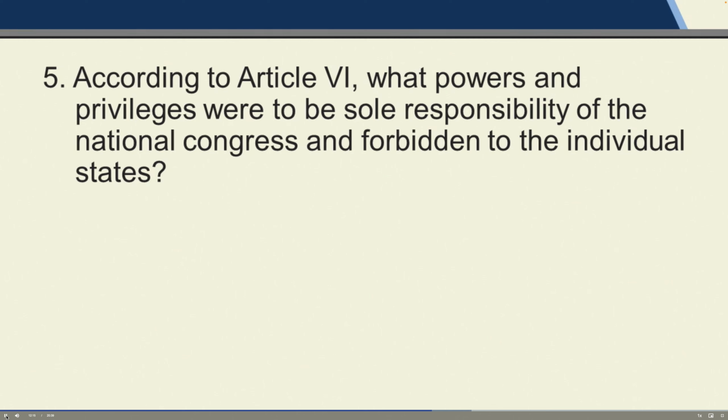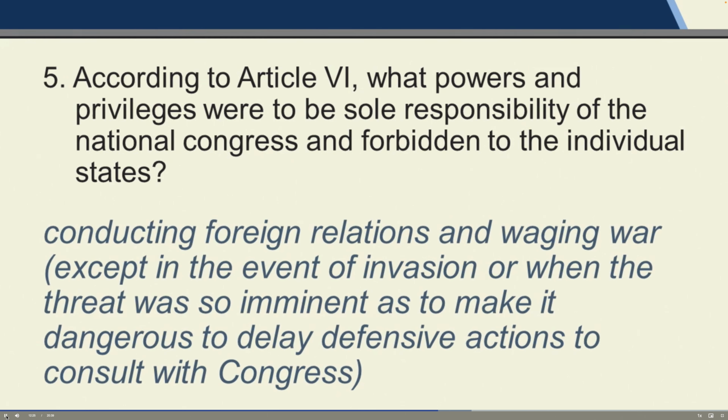Number 5, according to Article 6, what powers and privileges were to be the sole responsibility of the National Congress and forbidden to the individual states? Conducting foreign relations and waging war, except in the event of invasion or when the threat was so imminent as to make it dangerous to delay defensive actions to consult Congress.